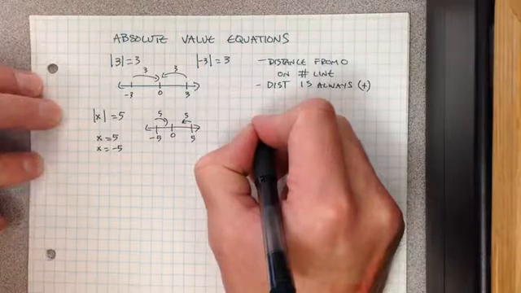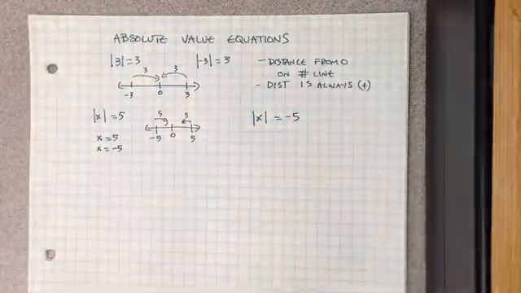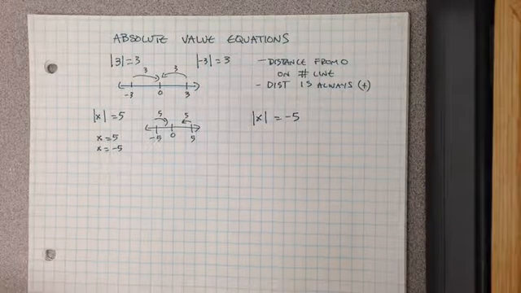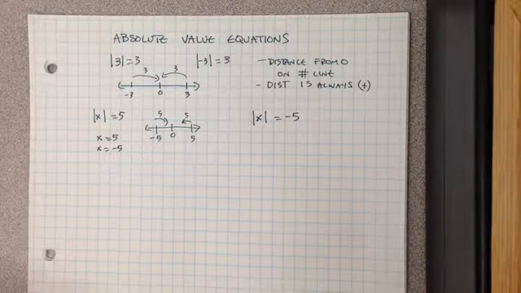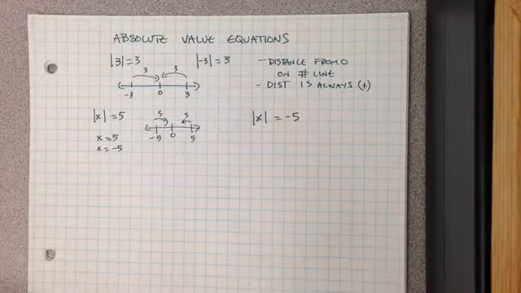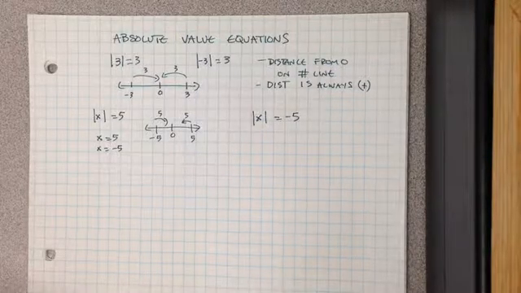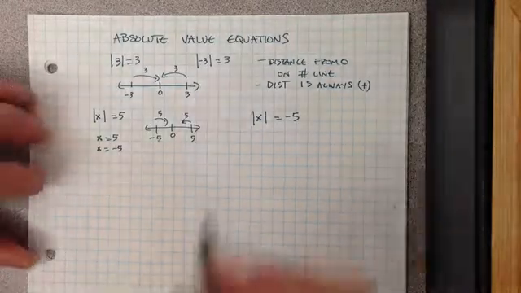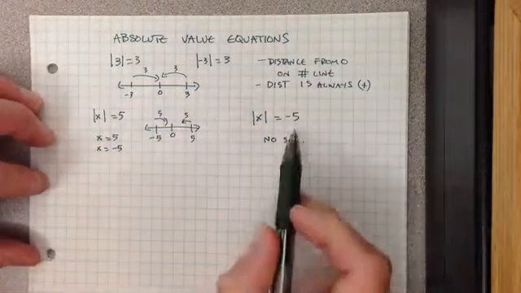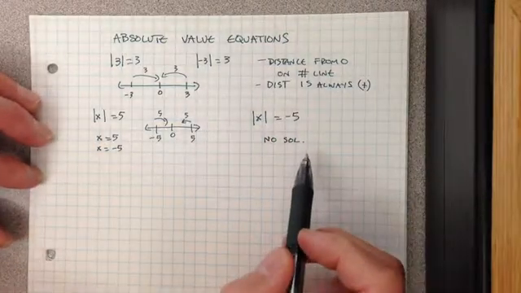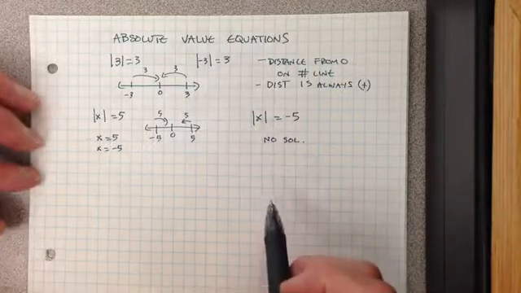Well, let's take a look at this. The absolute value of what number is negative 5? What number is negative 5 spaces away from 0? Hopefully you're understanding that regardless of the direction we're coming from, we are always talking about distance as a positive value. So nothing is negative 5 spaces away. Distance is always positive, so this would be no solution. Can't be a negative number away from 0.